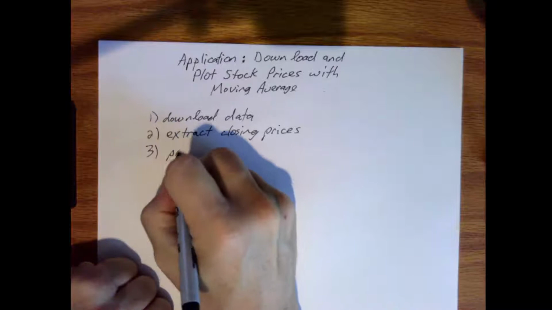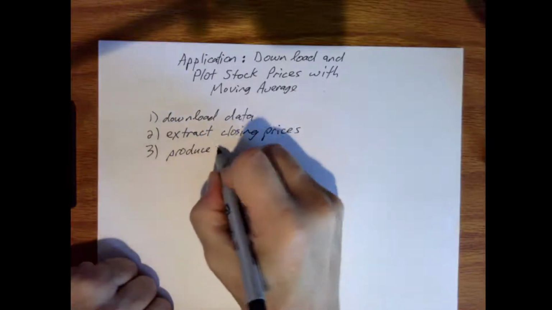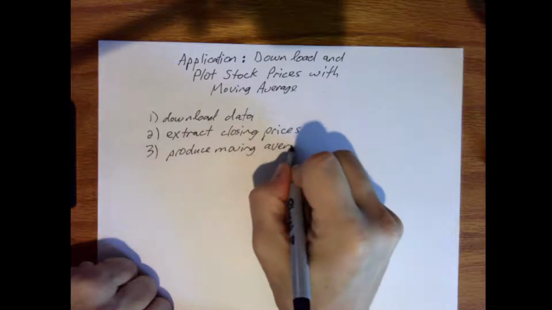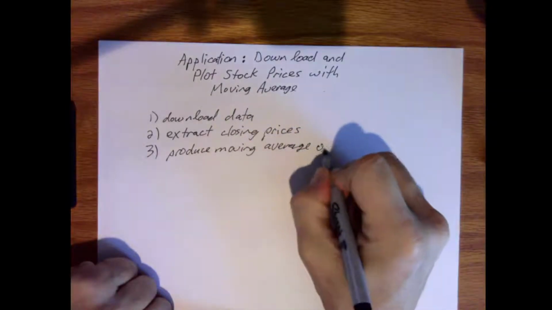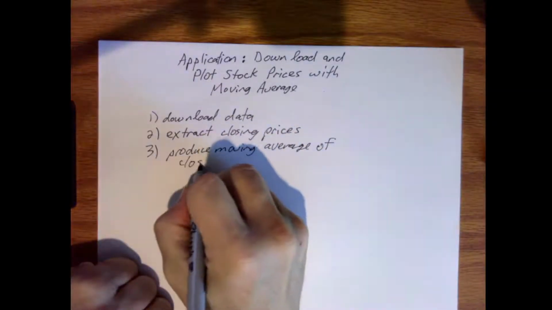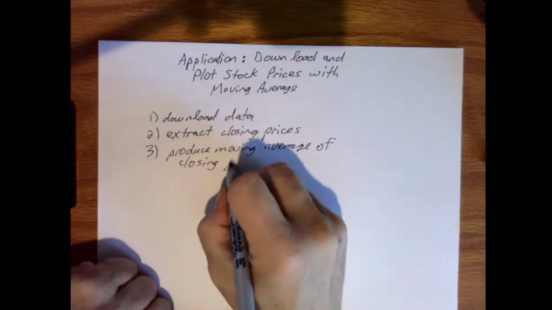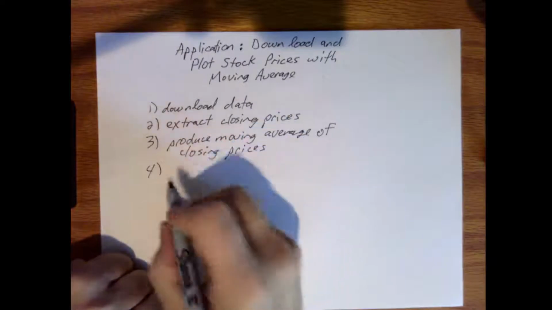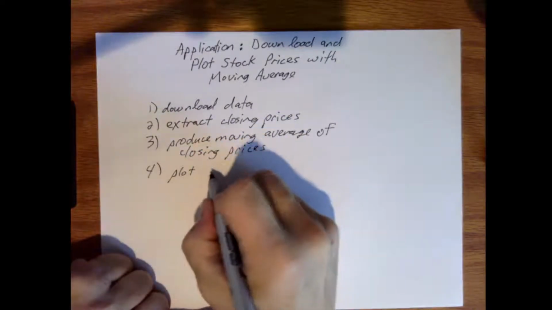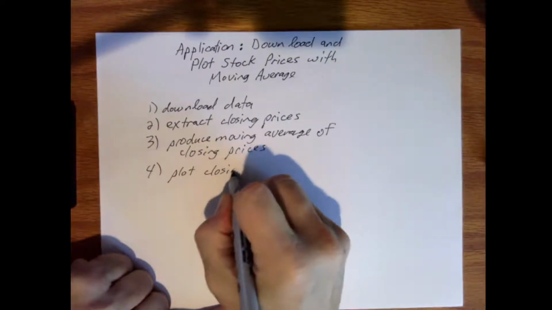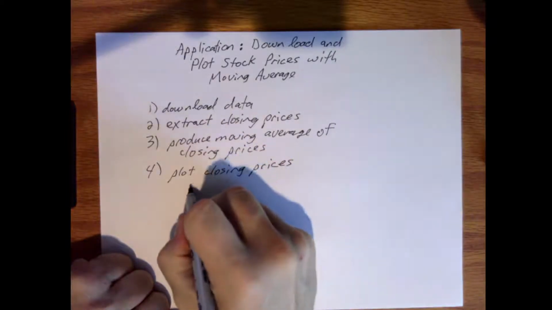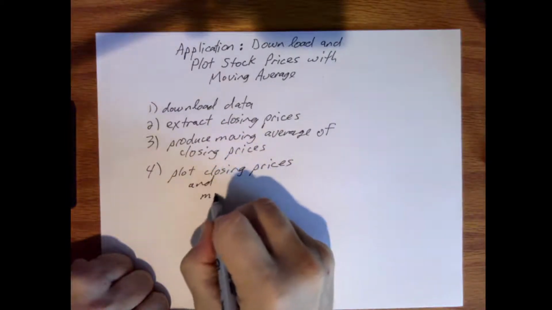Three, produce moving average of closing prices. And finally, four, plot closing prices and moving average.